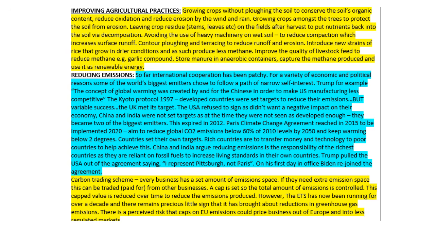You've also got the carbon trading scheme, or the cap and trade scheme. This is where a cap is set in terms of the total emission space available, and businesses can trade their emission space with one another, but you're controlling the total amount of emissions. The idea is that you lower the cap over time to reduce total emissions. However, after a decade, the European scheme has brought little reduction in emissions. There's a perceived risk that caps on EU emissions will price businesses out of Europe and into less regulated markets.